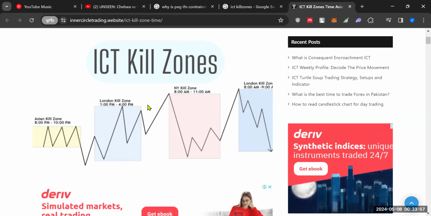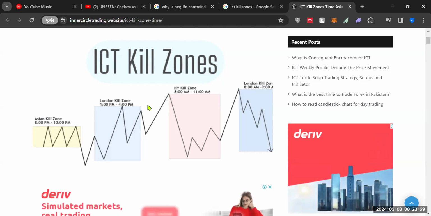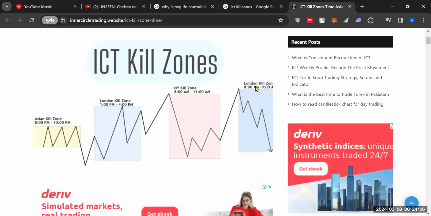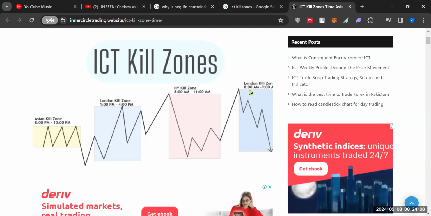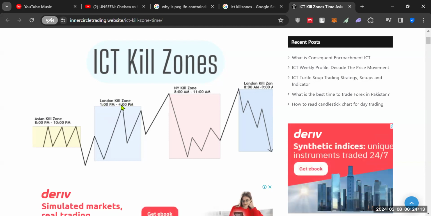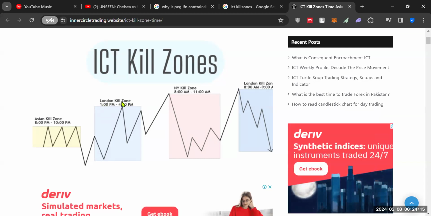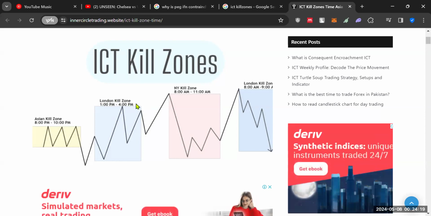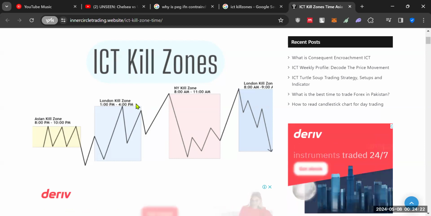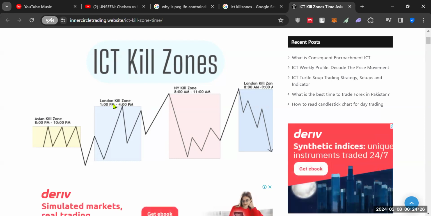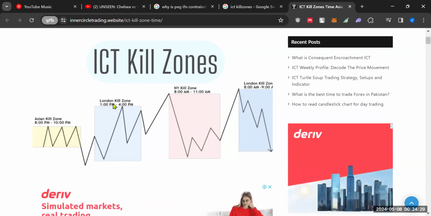Now, the London open kill zone happens between 8 a.m. to 9 a.m. Something is wrong somewhere. Sorry, this is not p.m., this should be a.m. So the London open kill zone happens between 1 a.m. to 4 a.m. EST, Eastern Standard Time. All right, 1 a.m. to 4 a.m. EST. So you have to convert that to your time zone to get the idea.